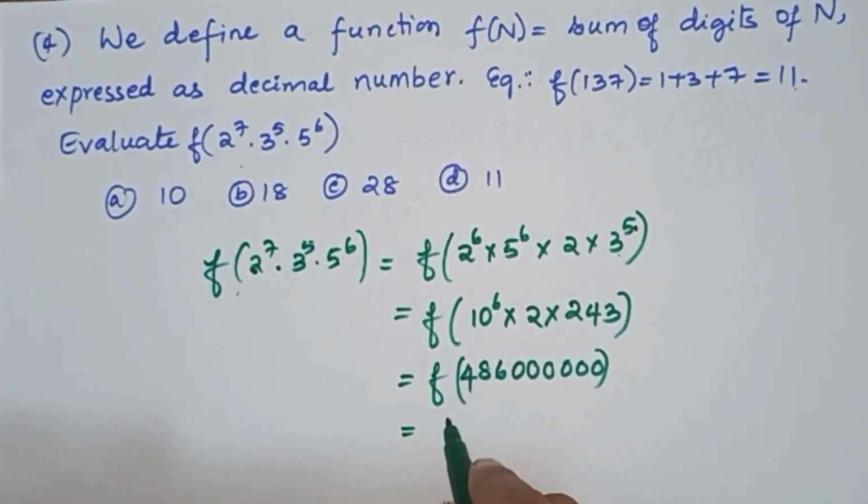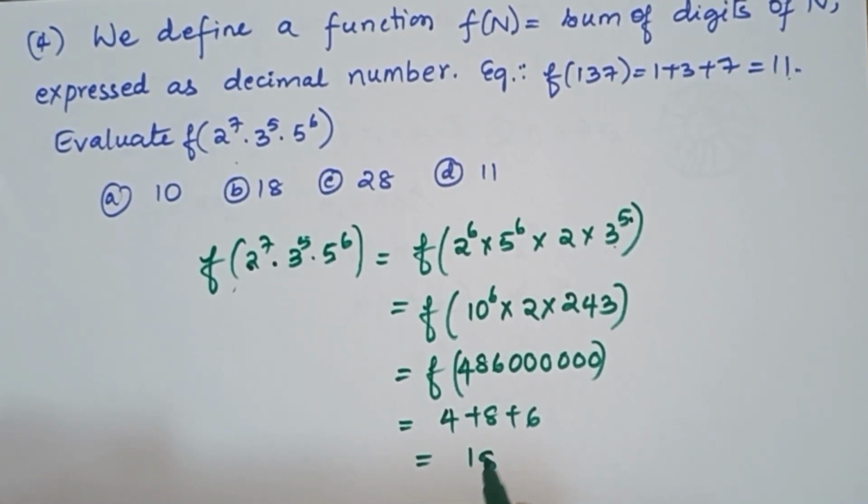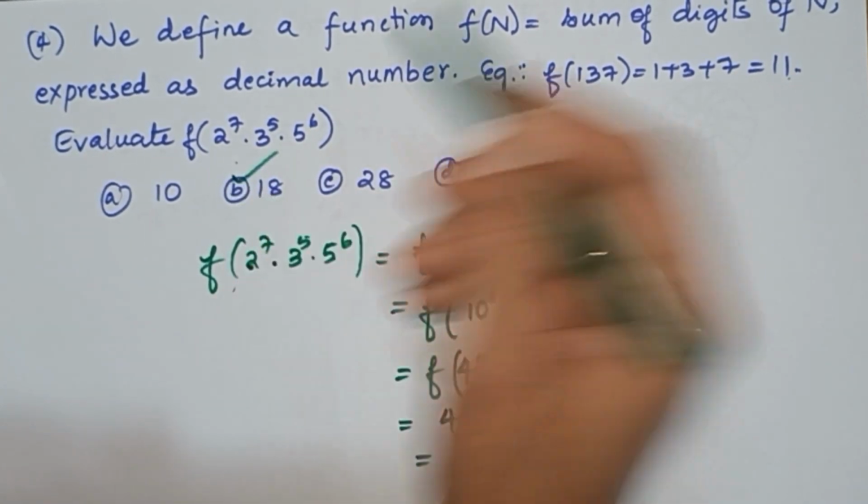So remaining is 4 plus 8 plus 6. That gives you 18. So the answer is the second option.